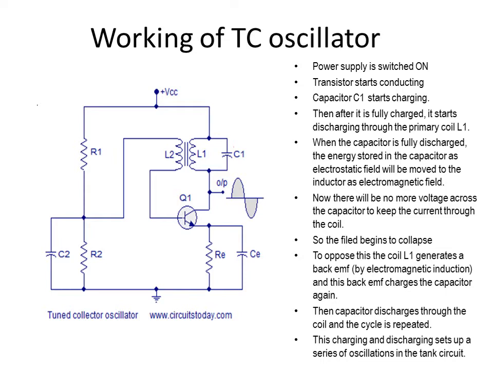So once C1 is getting charged fully, it will begin to discharge through L1, and then induced EMF will be set in, which will charge the capacitor in the opposite manner, which will again make the current flow in the reverse direction. So that will make the oscillations. That is what is explained here, the generation of the oscillations. It is just the charging and discharging of the capacitor through L1 in the tank circuit. So that will explain how the oscillations are generated.